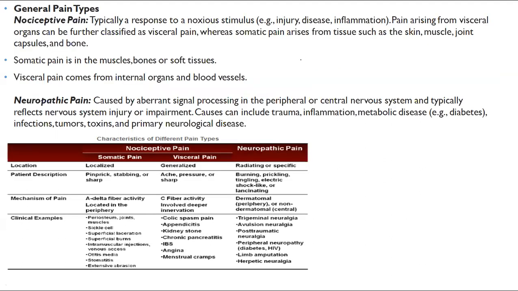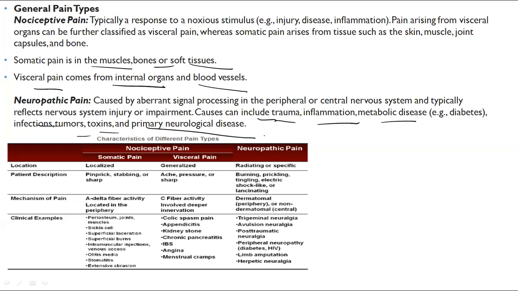Now, coming to pain types. So basically, it's best to describe it as three types: somatic, visceral, and neuropathic pain. Somatic pain occurs in muscles, bones, and soft tissues. Visceral pain comes from internal organs and blood vessels. Neuropathic pain can be mainly because there is some signal problem between the central nervous system and peripheral nervous system, and it can include trauma, inflammation, metabolic disease, infections, tumors, toxins, and primary neurological disease. This is all you need to remember in this slide.